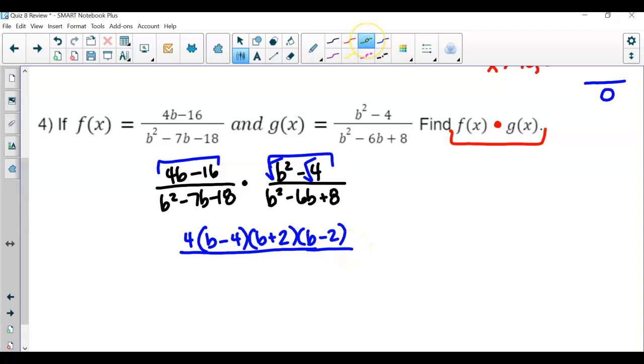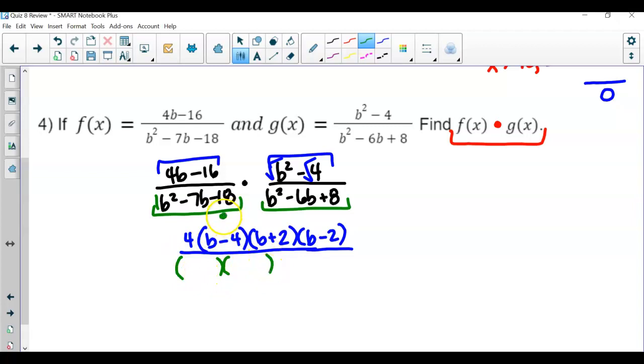So that's just my numerators. And remember, we're just multiplying straight across. Now my denominators, notice how they're both a trinomial. So I am going to go into my factoring. The first, a is 1, so I'm going to go straight to parentheses.